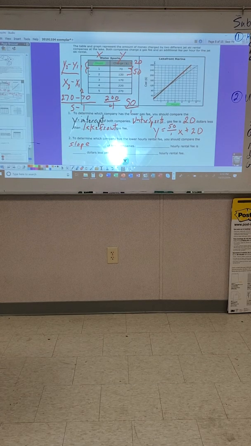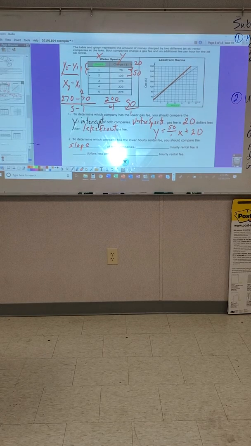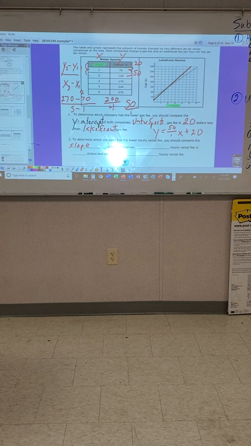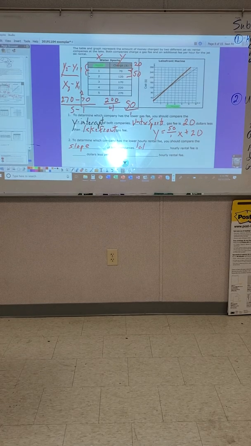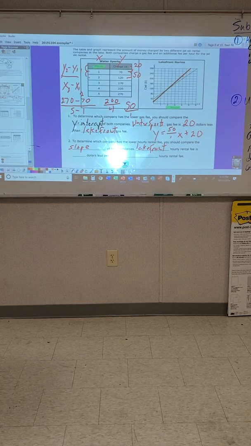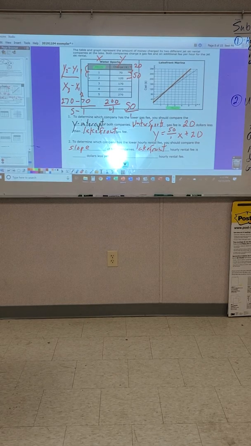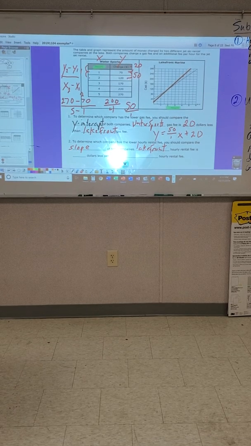That tells us that although Lakefront Marina charges more for their gas fee, the cost per hour is cheaper. So up to a certain point, it's cheaper to go with water sports, and after a certain point, it's cheaper to go with Lakefront. And that's what graphing these two lines will tell us, and we can make that decision. So as it turns out, Lakefront hourly rental fee is how many dollars less per hour than water sports?